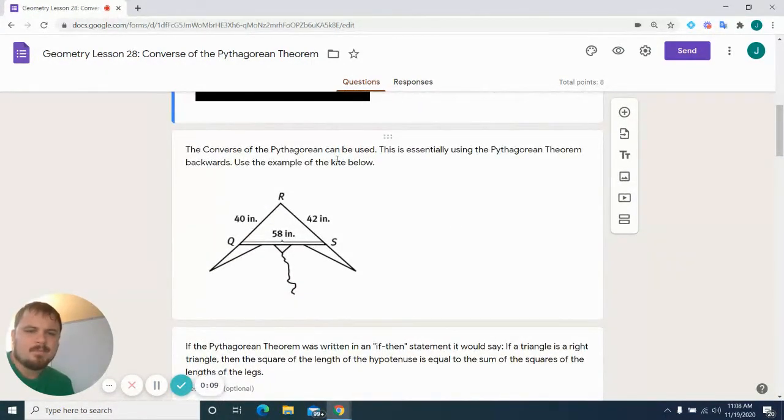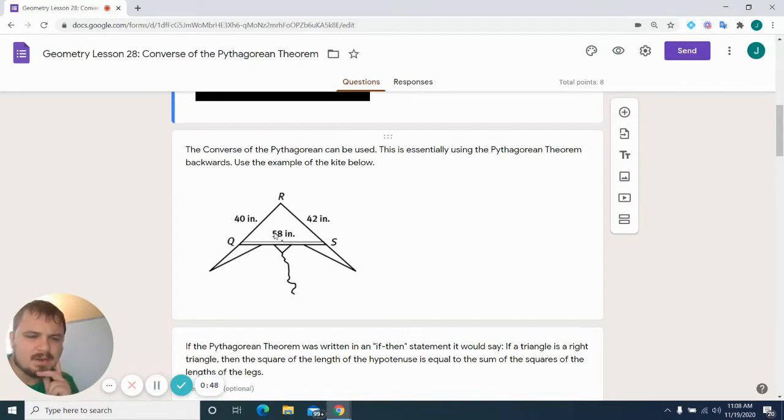The converse of the Pythagorean theorem is something that we can use. What it does is basically use the Pythagorean theorem backwards. Normally we would use the Pythagorean theorem because we know there's a right angle, so we know it's a right triangle, and we use it to find a missing side. The converse is where you know all the sides, but you don't know what kind of triangle it is. So you use the Pythagorean theorem to see if it's a right triangle, and if it's not, to see what kind of triangle it is.